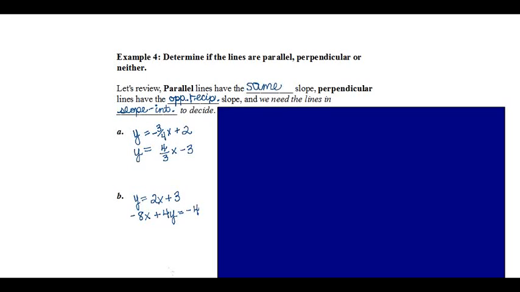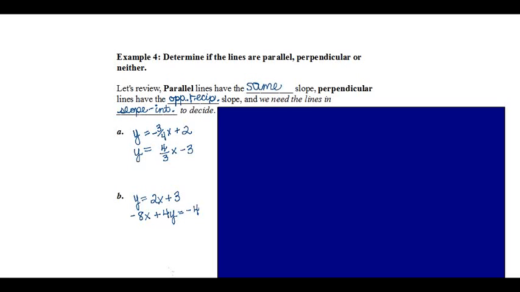Looking at example 4, we are now going to look at a pair of linear equations and decide: are those lines parallel, perpendicular, or neither? Okay, so let's go ahead and review. Parallel lines have the same slope. Perpendicular lines have the opposite reciprocal slope. I know we've written this before, but those are things that you have to have memorized. And we will need the lines in slope-intercept form to decide.